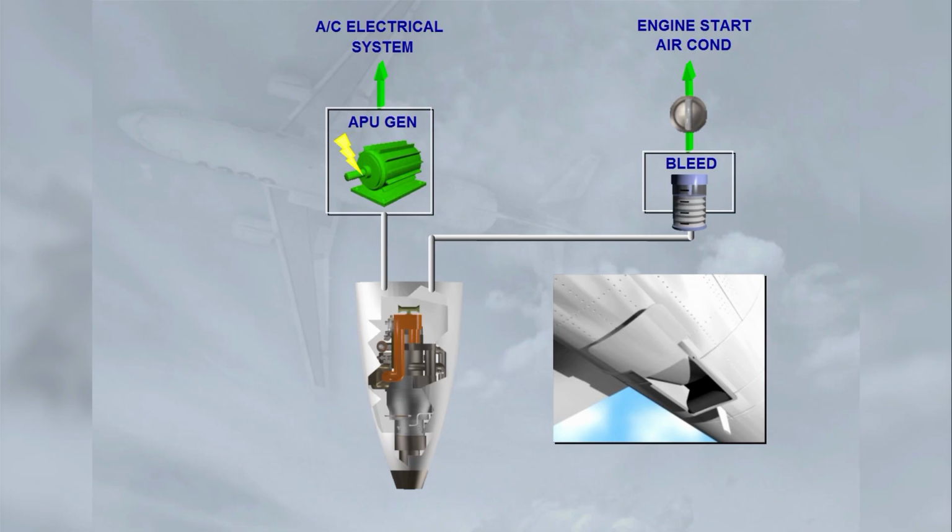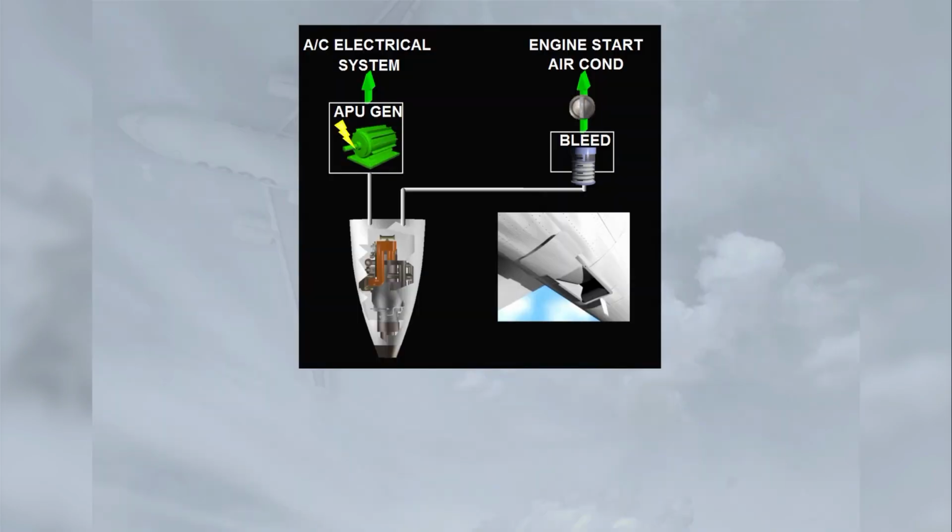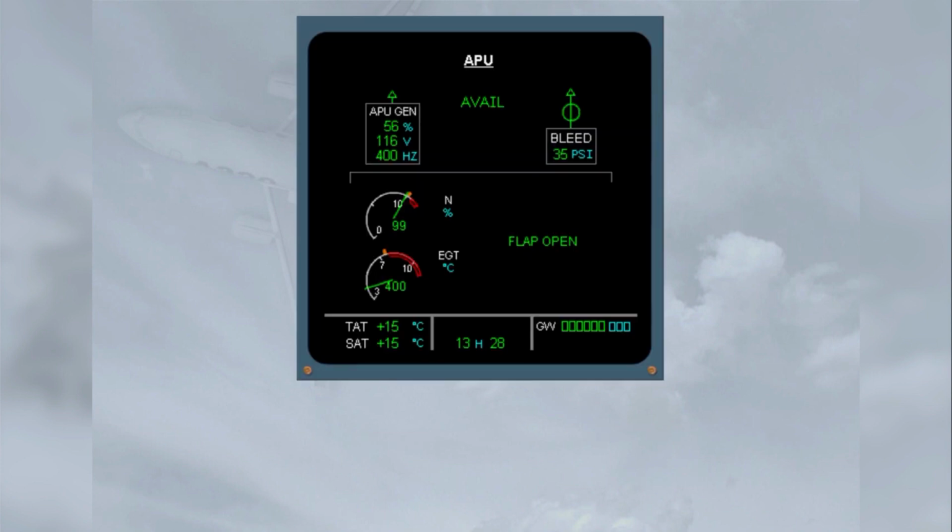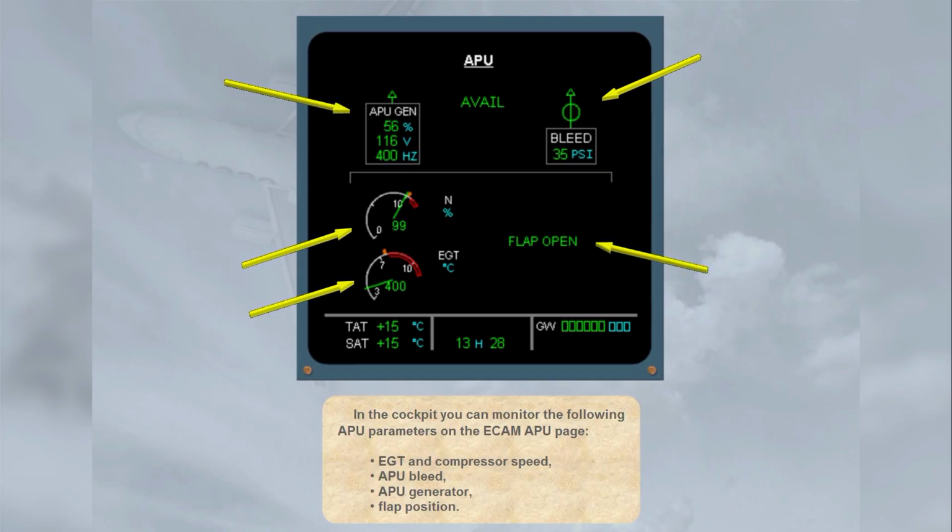The APU has an air intake flap which, when it is open, ducts external air to its compressor inlet. Now we will see how information is presented to the pilots. In the cockpit, you can monitor the following APU parameters on the ECAM APU page: EGT and compressor speed, APU bleed, APU generator, flap position.